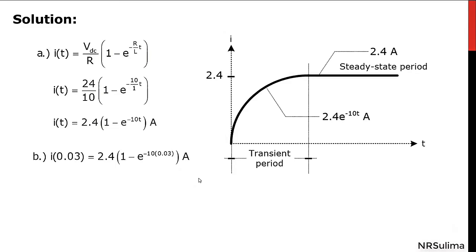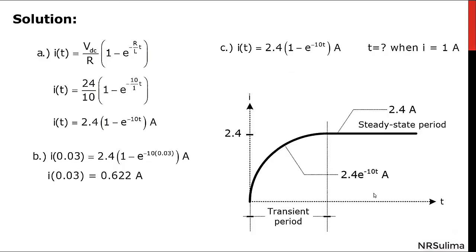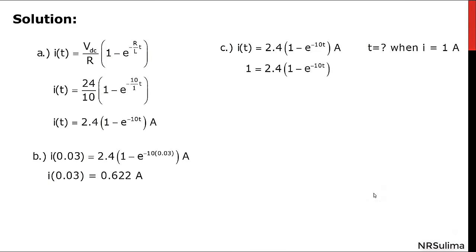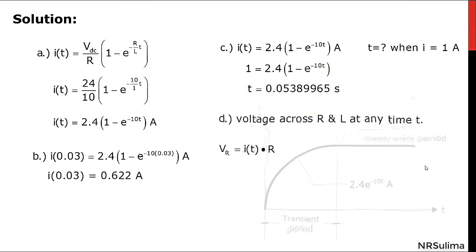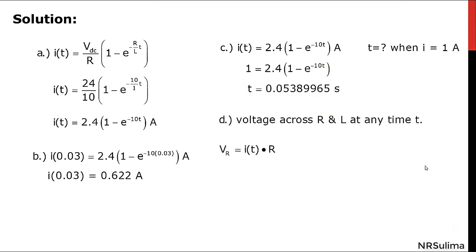For letter B, using the same current equation at t equal to 0.03 second, the value of current should be around 0.6 ampere. Letter C, the time it requires for the current to reach 100% is equivalent to 0.054 seconds.